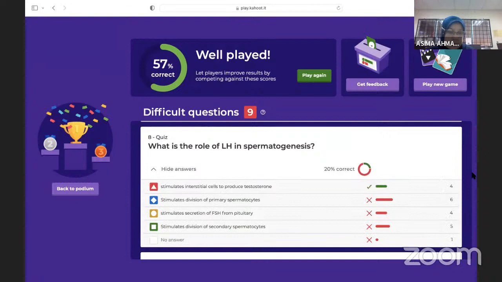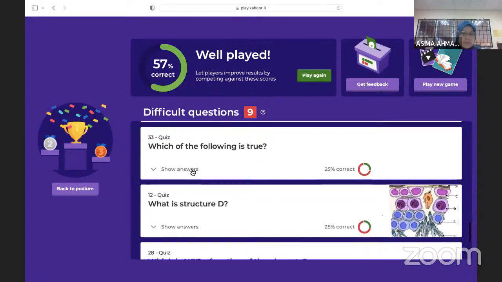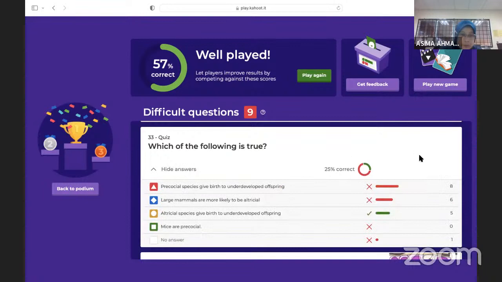What is the role of LH again in spermatogenesis? What's the role of LH tadi? Stimulates interstitial cells or Leydig cells to produce testosterone. Okay, right. And then next question. Okay, which of the following is true? Okay, right. So apa beza precocial and altricial hari tu?